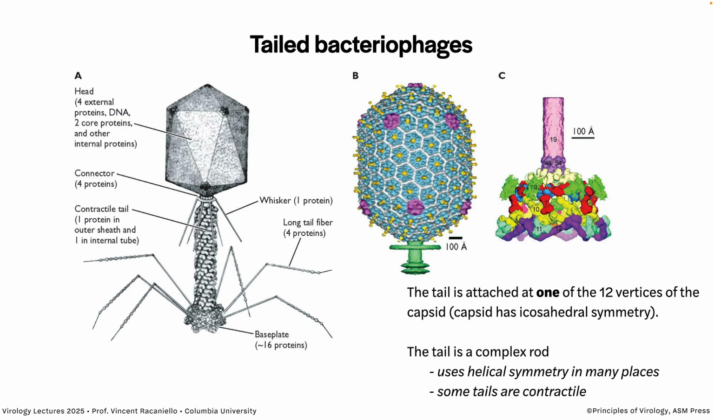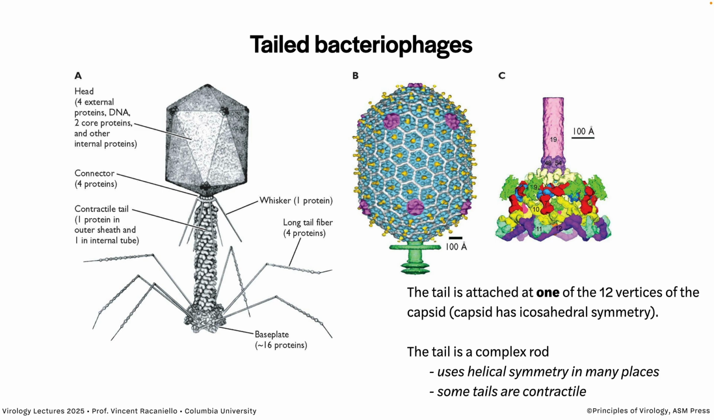And then, of course, our bacteriophages, steampunk viruses, which are composed of multiple symmetries, right? In these particular tailed phages, we have an icosahedral head, which is built with the same principles that we've been talking about all along, their vertices and so forth. And then there is a contractile tail, which is helical in nature, and then long tail fibers, and a base plate.